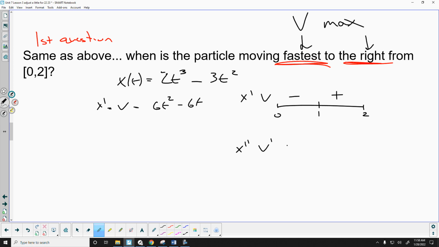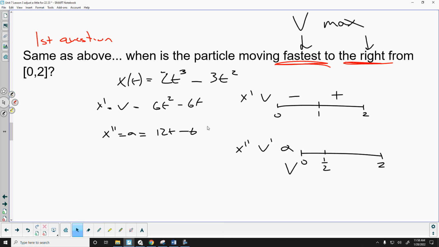Oh, you're going to have to look at a, like you guys said. And when you look at a, that'll tell you when v is increasing or decreasing. So be ready to take a second derivative. And if we're talking about between 0 and 2, we realize we get 1/2. Should probably plot everything over.